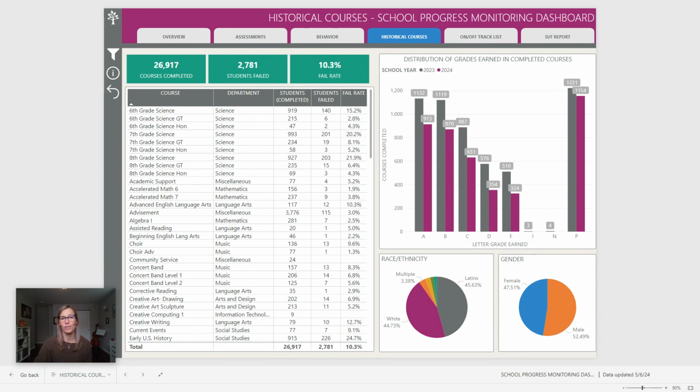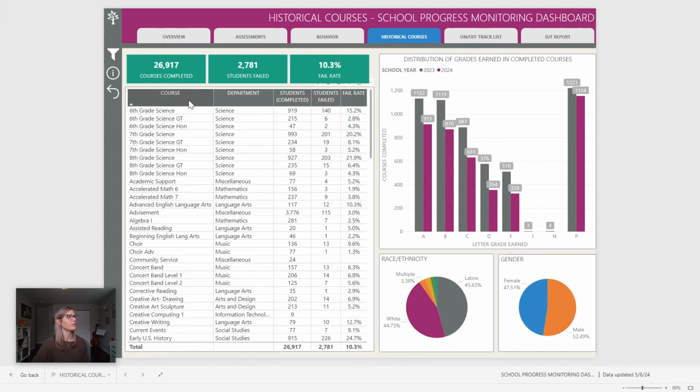This is not student level data, so we can see grades and number of students who failed, fail rates. We can see the gender and race and ethnicity for those students, but we don't have individual students at this level on this page. So I'm going to show you some features of this page.